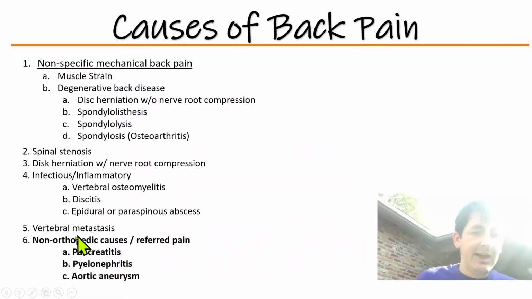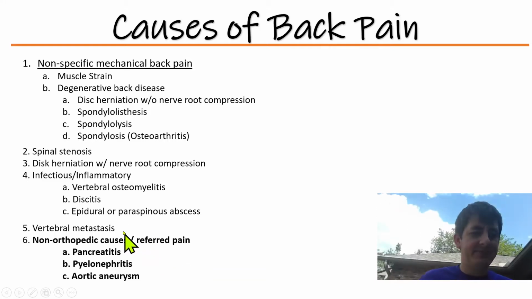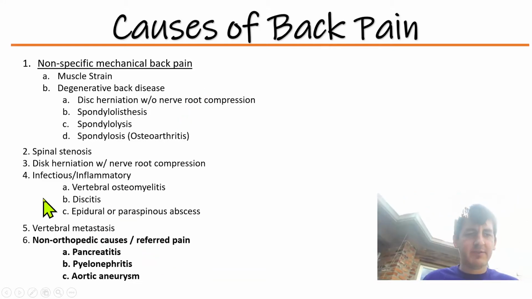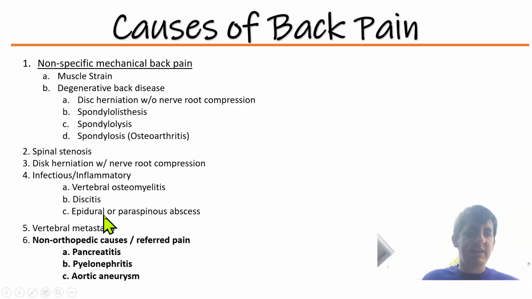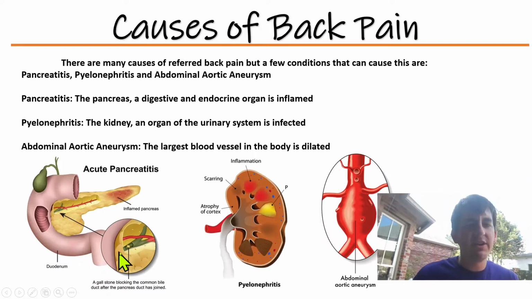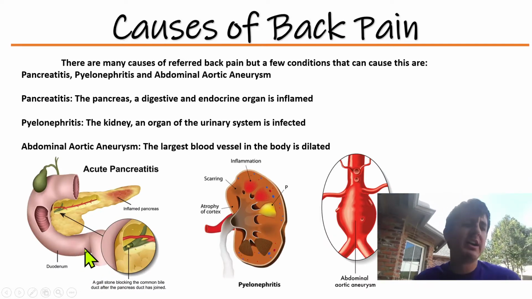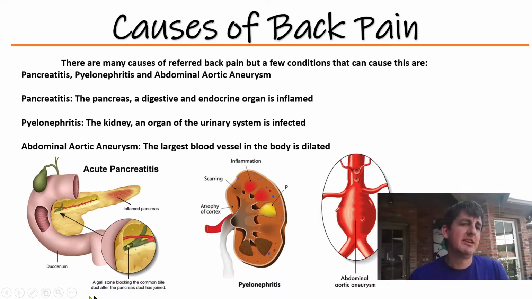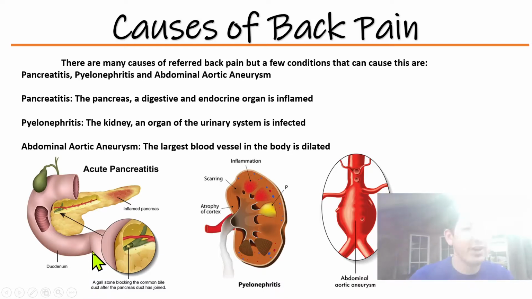So, non-orthopedic causes of back pain. We talked about everything else, so we are now going to talk about pancreatitis, pyelonephritis, and aortic aneurysms. There are many causes of referred back pain, but a few conditions that can cause this are pancreatitis, pyelonephritis, and AAA.